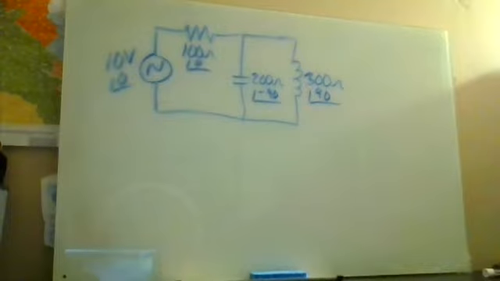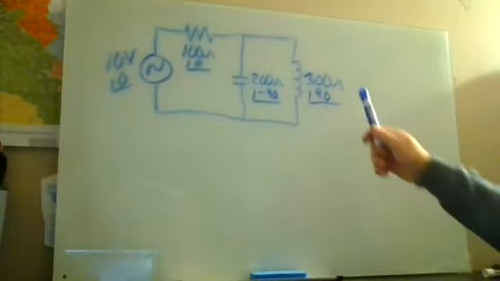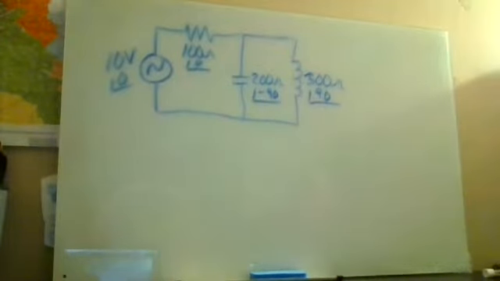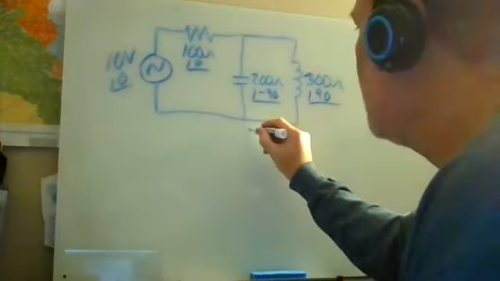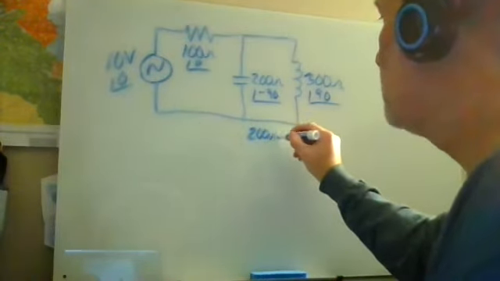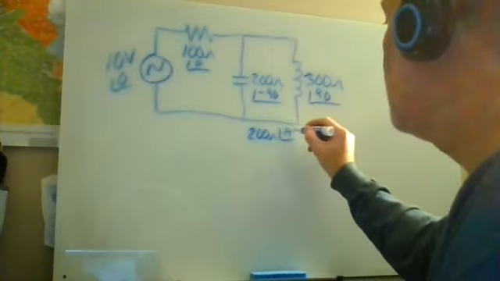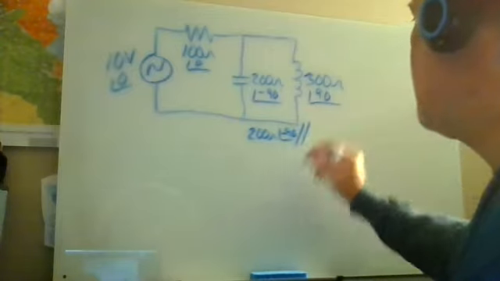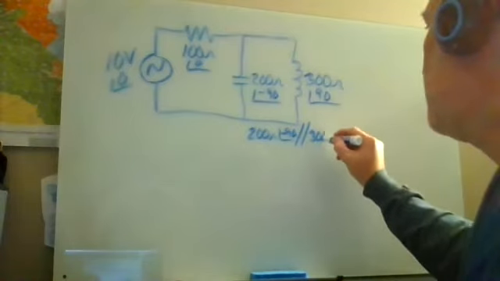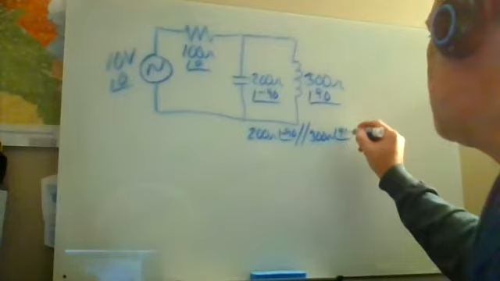I go to my source, and then I go farthest away from my source. So if I go farthest away from my source, what I'm looking at is this 300 ohms at an angle of 90. I'm looking at my inductor. Well, is my inductor in series or parallel with another component? Parallel. It's in parallel with my capacitor. So how do I find it? I write it down. I got 200 ohms at an angle of -90 in parallel with 300 ohms at an angle of 90.